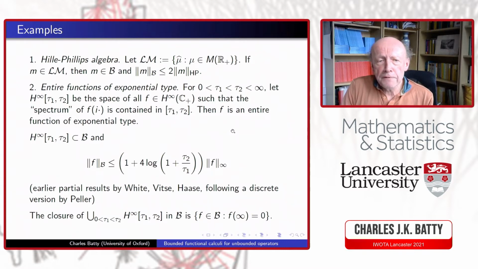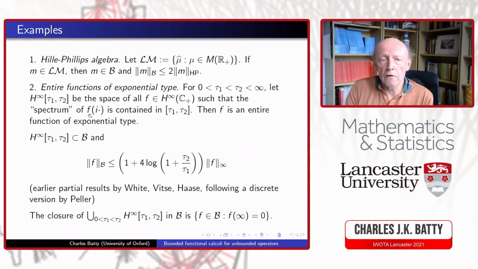Next, there's a bunch of functions which are entire functions of exponential type. So if we take a strictly positive number τ1 and a bigger number τ2, we can look at the space, often denoted by something like H∞(τ1, τ2), which is the space of all functions in H∞(C+) such that the spectrum, so-called, of the boundary function of f is contained in the interval from τ1 to τ2.